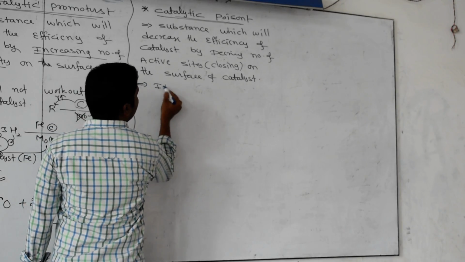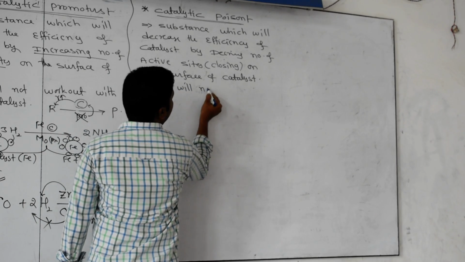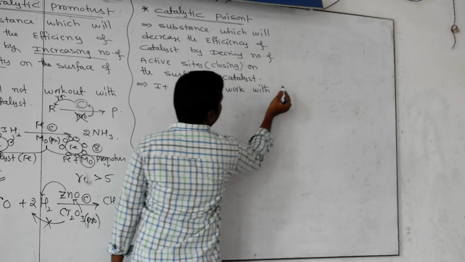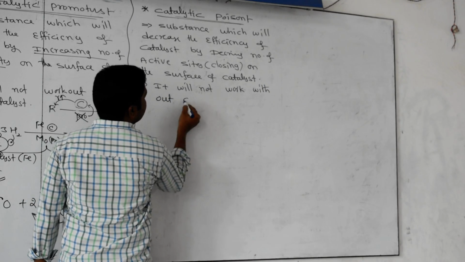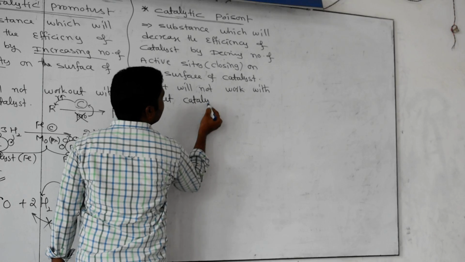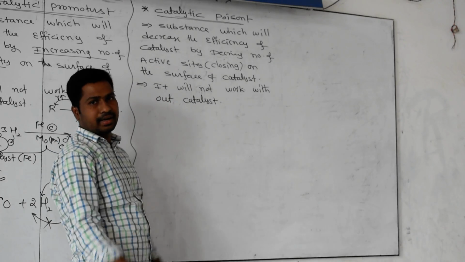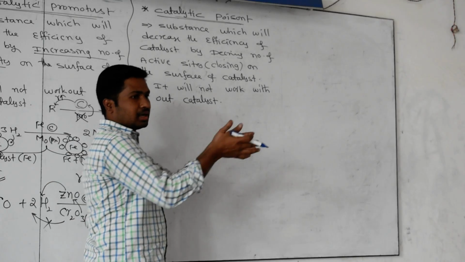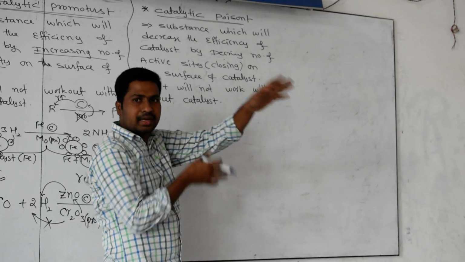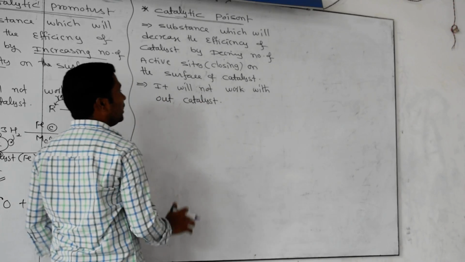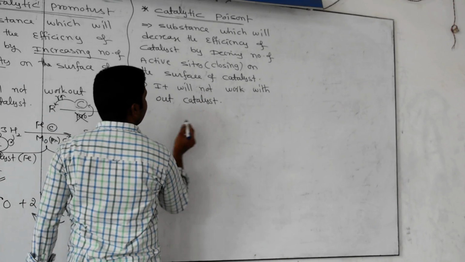It will not work without the catalyst. It will show an indirect effect on the rate of reaction, but not a direct one. It will influence the catalyst, and the catalyst will influence the reaction, but not directly. Poison cannot show an effect on the speed of the reaction. That is what I wrote. Okay, I will give you one example.